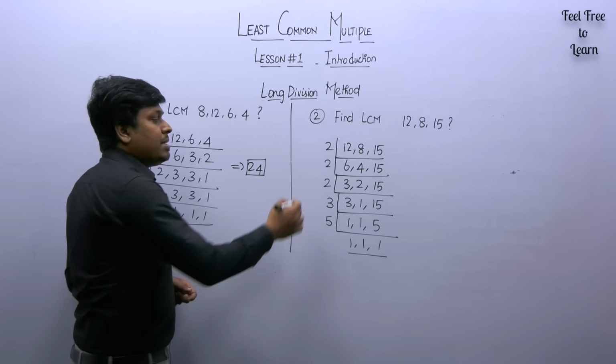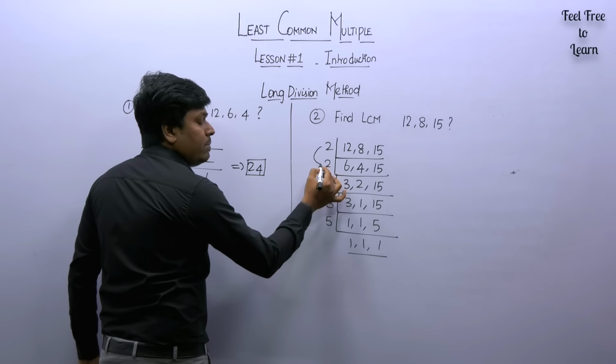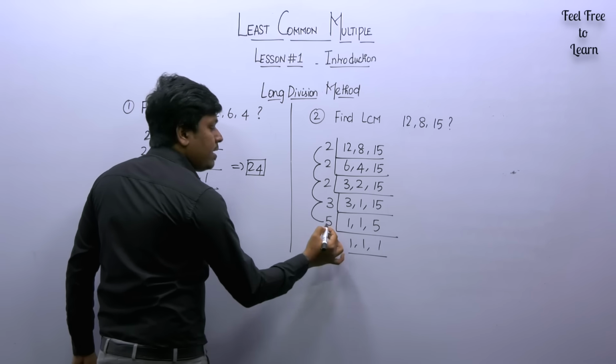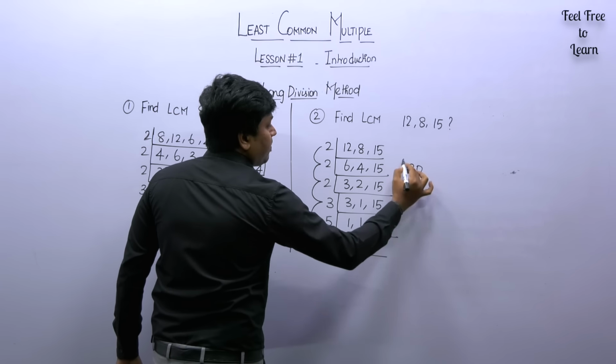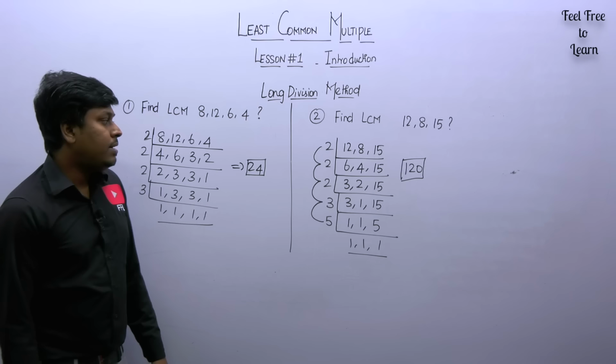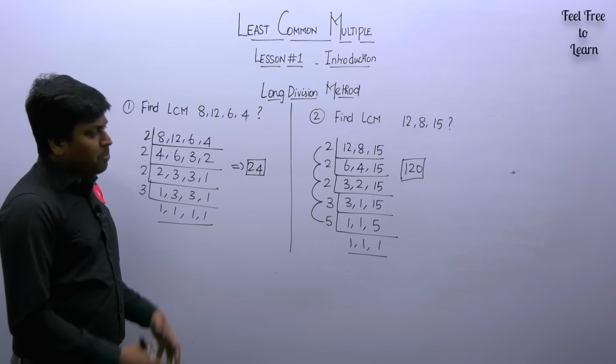So now we need to multiply all these numbers. So 2 into 2 will be 4, 4 into 2 will be 8, 8 into 3 will be 24, 24 into 5 will be 120. So finally the LCM for the numbers is 120. Right? So this is one of the important methods.